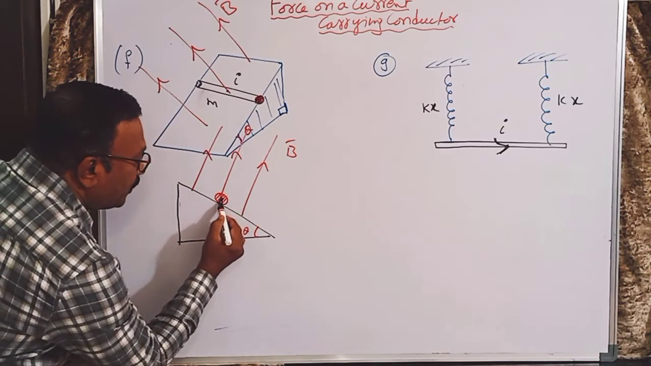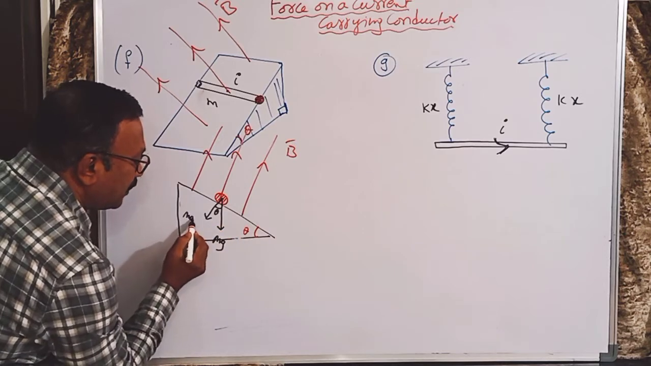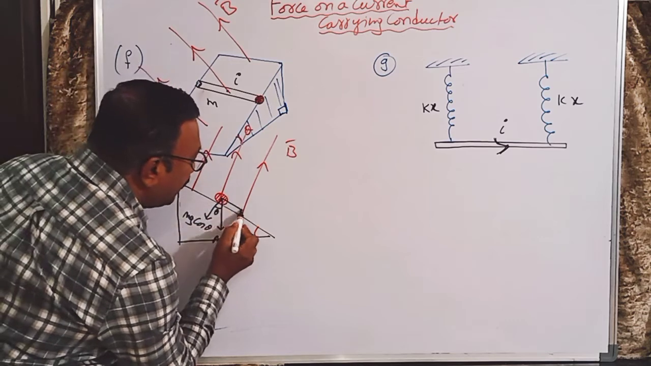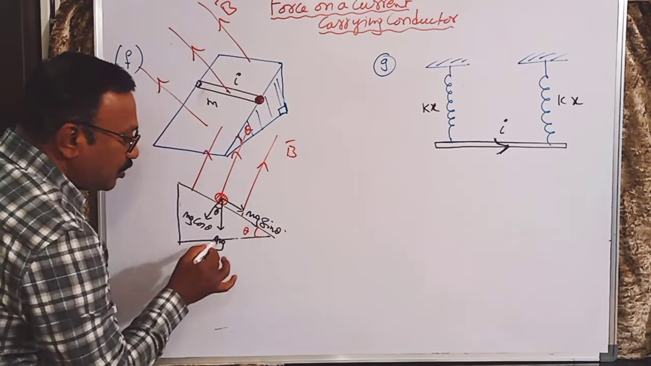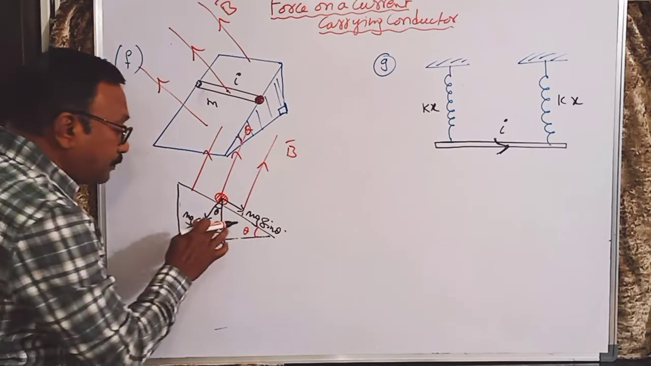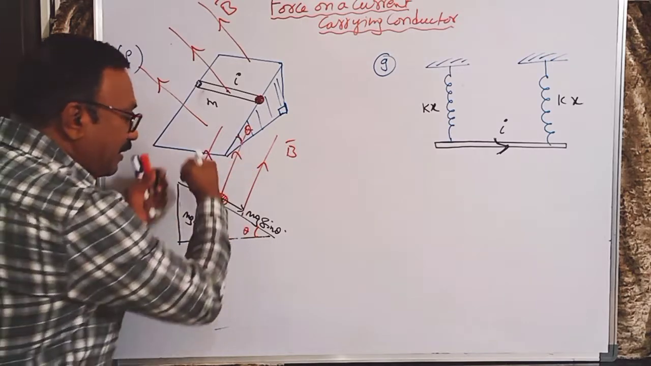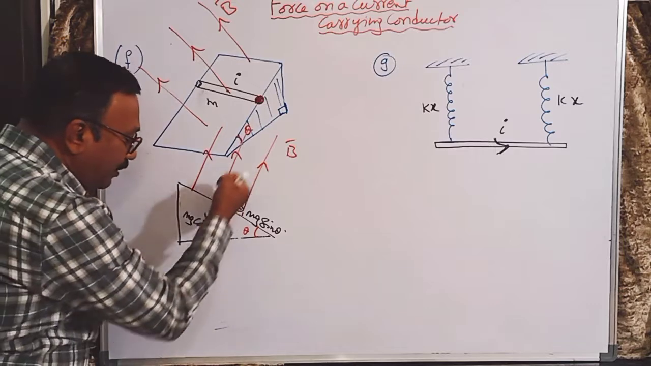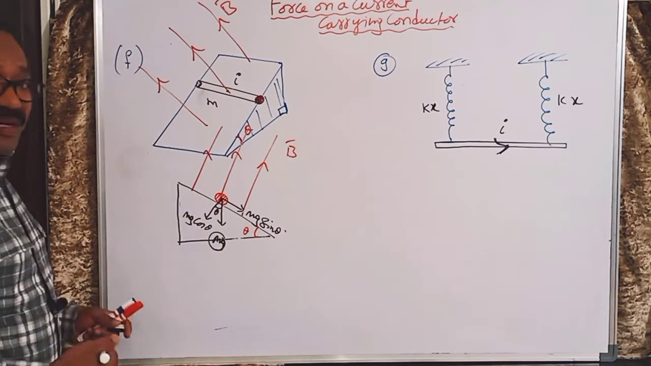And you all know that mg cos theta will be acting downwards, and mg sin theta will be acting along the inclined plane. So the mg is resolved into mg sin theta and mg cos theta. That means the force mg is acting in two directions: some part, mg sin theta, along the plane, and mg cos theta normal to the plane. Fine. What are other forces then?